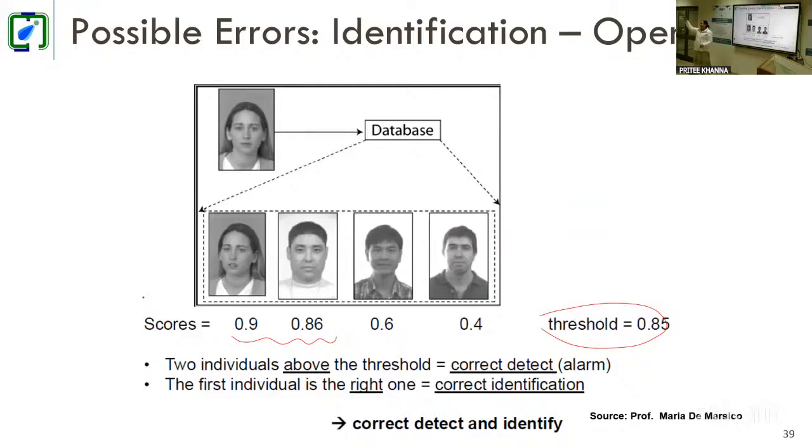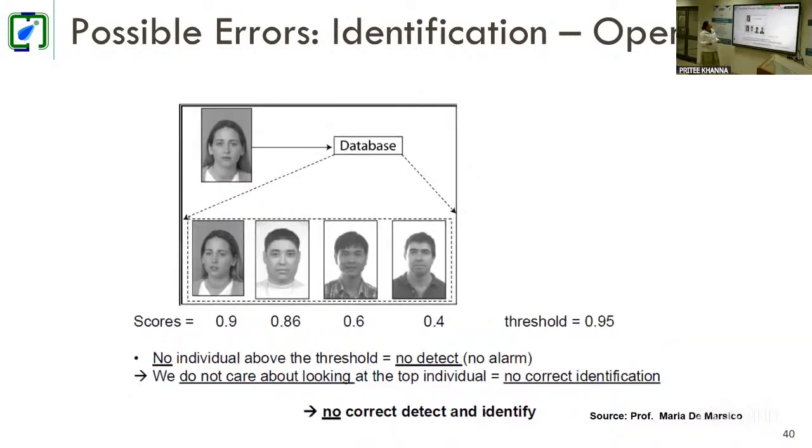Some are passing the threshold. You can see the first one is correct, right? So we say that it is a correct identification. It is both correct detection as well as correct identification. Detection means that if for some images the score is above the threshold, then you have detected. But here you have identified also, because that is the correct one, the highest similarity, or highest distance.